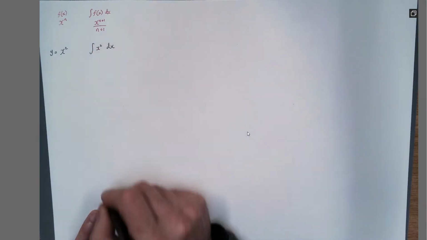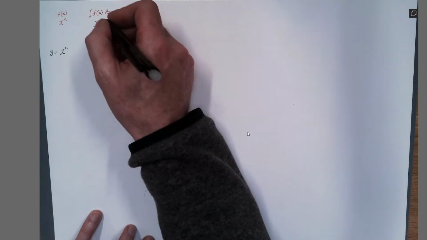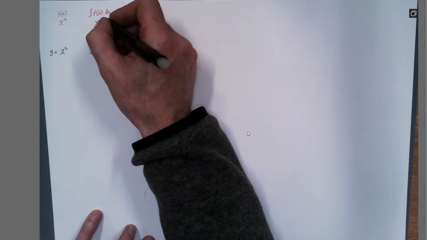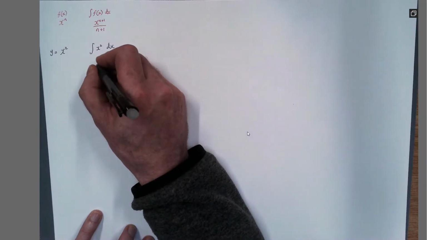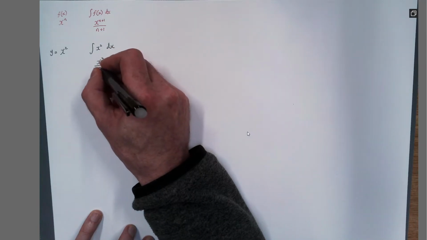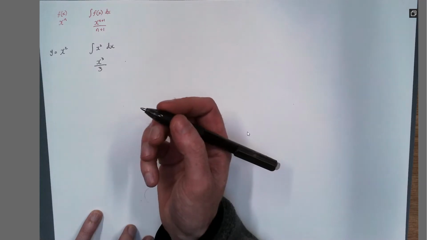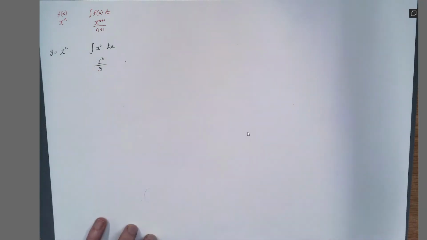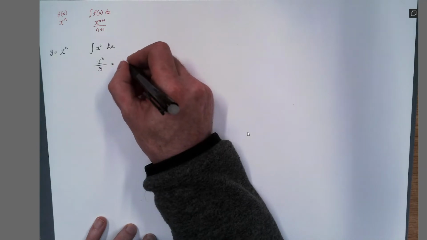So let's integrate it. The integration of x squared dx, using the formula, where n is 2, gives x to the power of 3 over 3. So y equals a third x cubed.